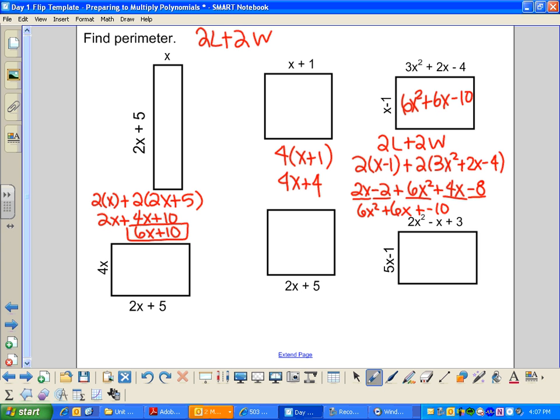I think you can do the last 3 on this page. You can put their answers right there. It'll be easy for us to check tomorrow.